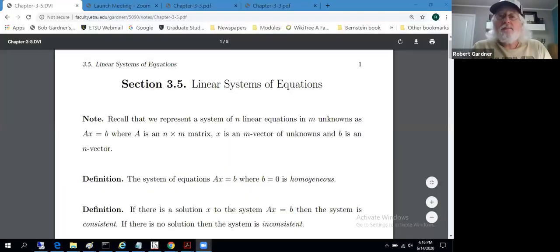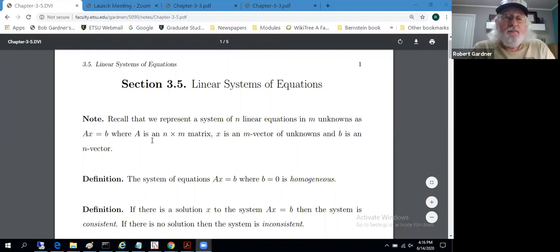All right, on to section 3.5, linear systems of equations. So some familiar stuff from linear algebra, but we'll put a few new twists to it. Recall that we'll represent a system of n linear equations and m unknowns in vector and matrix form.